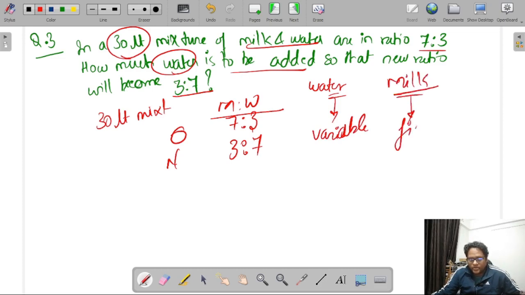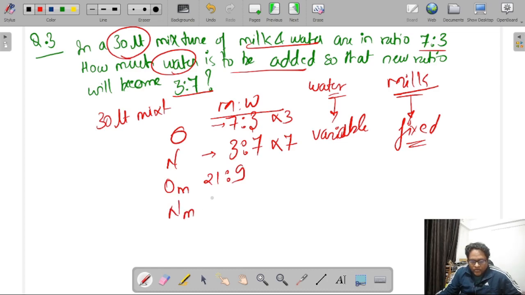It should be fixed. But we see that in the original mixture there are 7 parts of milk, and in the new mixture there are 3 parts of the milk. So we have to equate them, or make them equal. For making them equal, we need to multiply this by 3 and this by 7. So the original modified mixture ratio will be 21:9, and the new modified ratio will be 21:49.